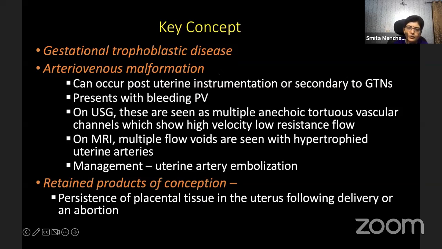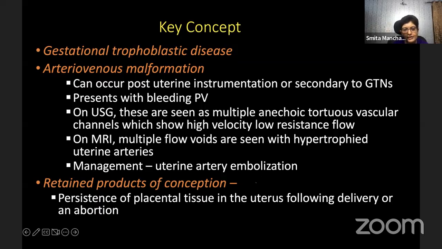Both the patients would present with bleeding per vaginum, and on ultrasound would be seen as multiple anechoic tortuous vascular channels showing high velocity, low resistance flow. On MR, multiple flow voids are seen with hypertrophied uterine arteries. Management is by uterine artery embolization.